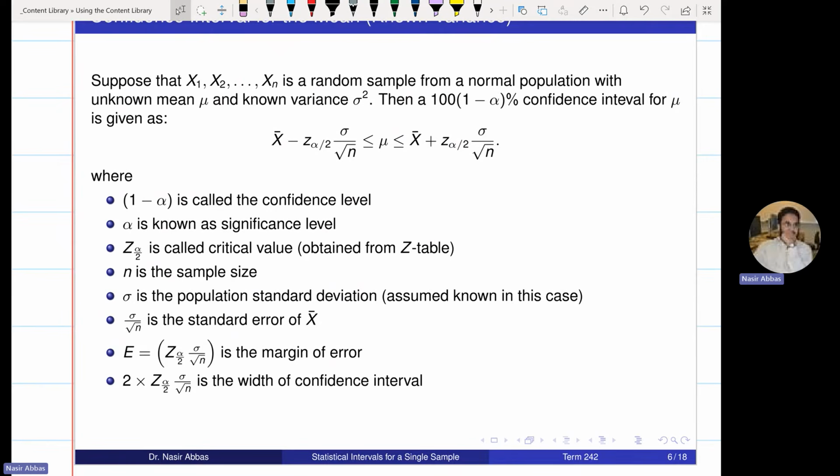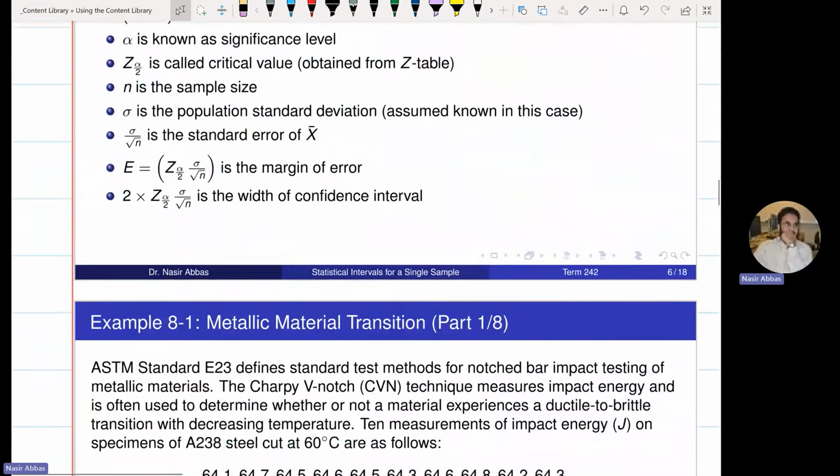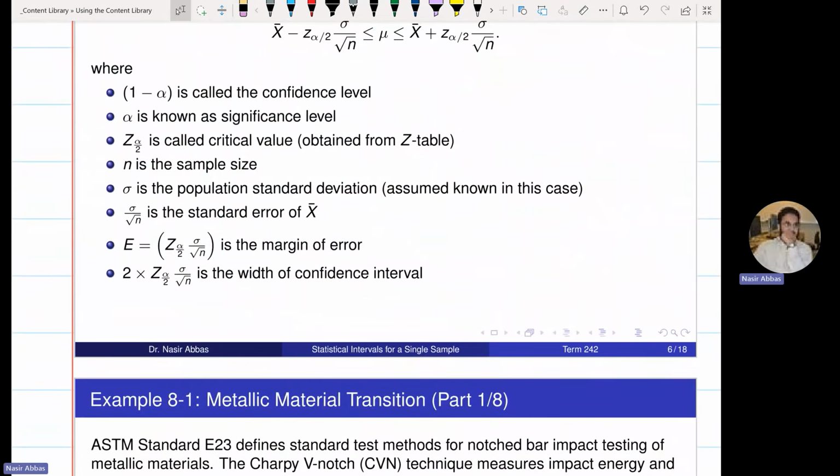This part that we add and subtract, as I said, this is called what? Margin of error. We denote it by E, margin of error. 2 times this E is what? Go back. This is E. This is also E. 2 times E is what? It's the length of the interval. So maybe we give you the length of the interval rather than E. So remember that the length of the interval, or what we call the width of the interval, is 2 times E.